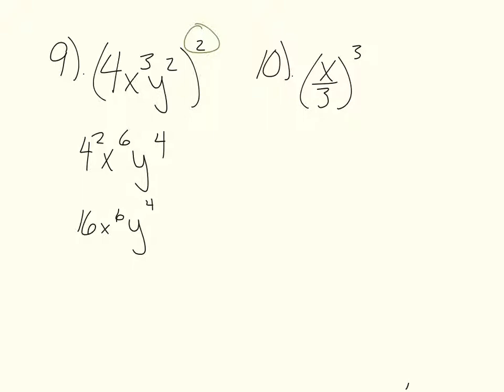When there's parentheses, we just take it to both terms. So up on top, we have that 3. We're going to take it to both terms. So on the inside, when you take that 3 through, it's going to be x to the 3rd over 3 to the 3rd. And you can evaluate 3 to the 3rd and get 27. So your final answer on that one should be x to the 3rd over 27.